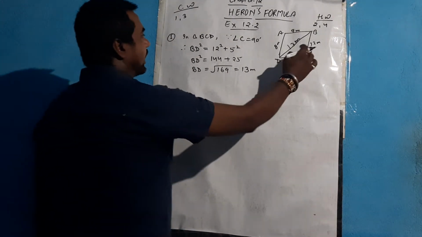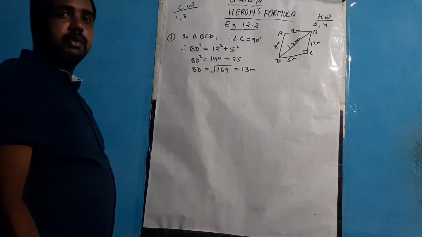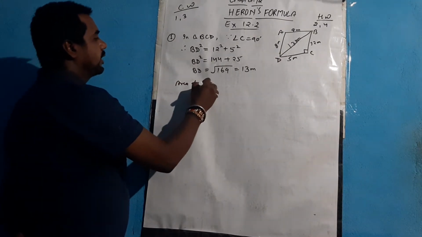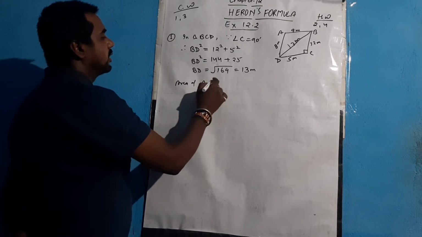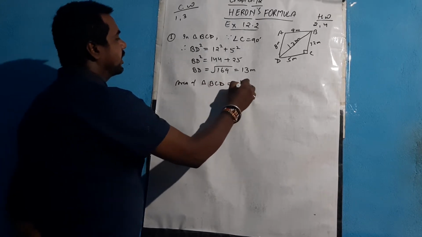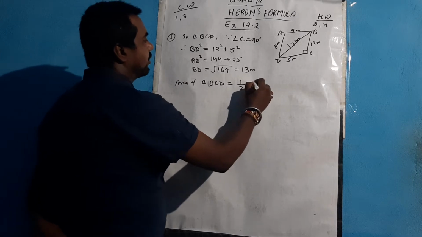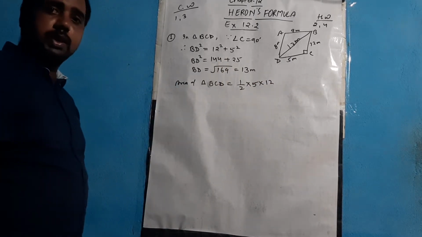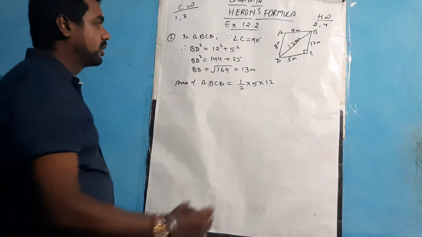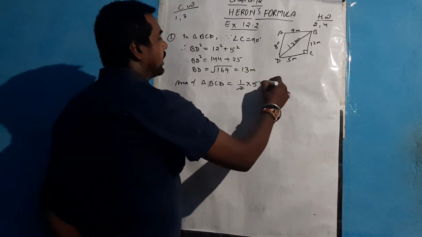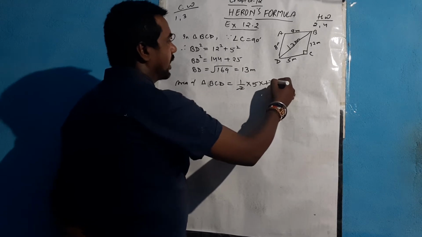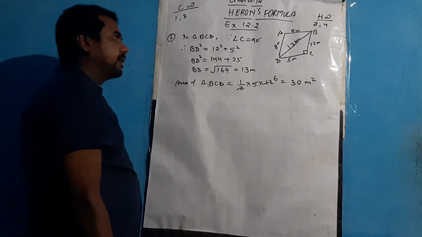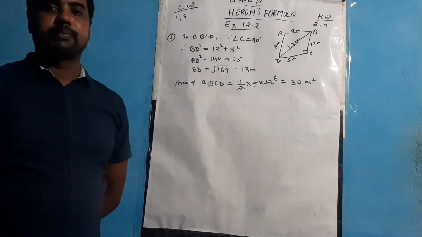As the first triangle is a right angle triangle, we can easily apply the formula for a right angle triangle, that is half base into height. So the area of triangle BCD is easier to calculate by applying half base into height. Although if you apply Heron's formula, you will also get the same answer. The area for the first triangle BCD came as 30 meters square.